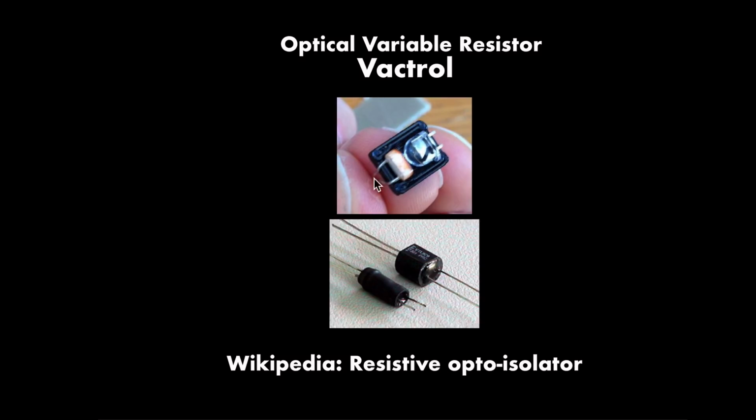If we have this kind of optical resistor, we can use a signal, a voltage, or more properly speaking, a current, to control the light of the diode and so control the resistance based on a current or voltage signal.